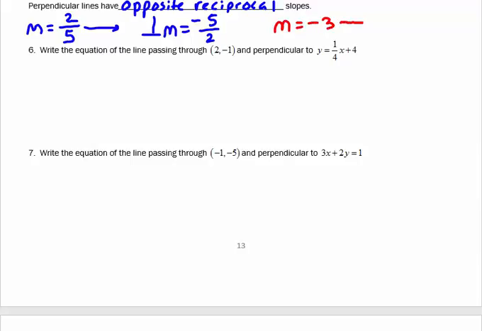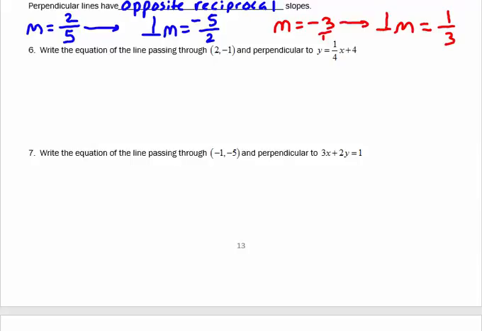Well, the opposite reciprocal, the perpendicular slope, would have to be flip negative 3. Well, it's really negative 3 over 1, so I get 1 over 3. Since the first slope was negative, my perpendicular slope has to be positive. So the perpendicular slope would be a positive 1/3.